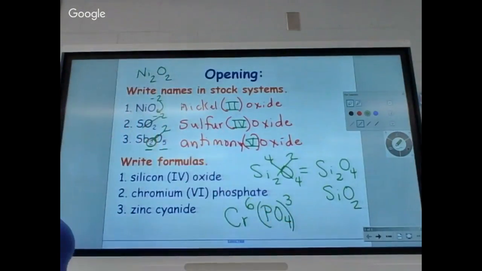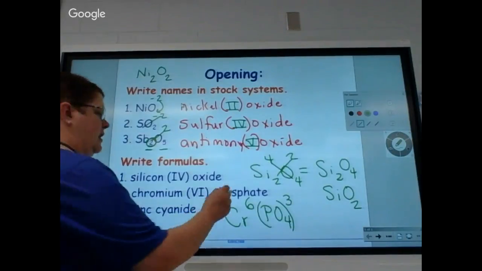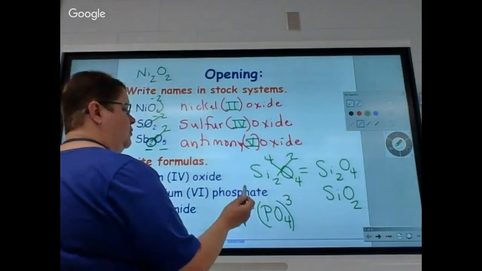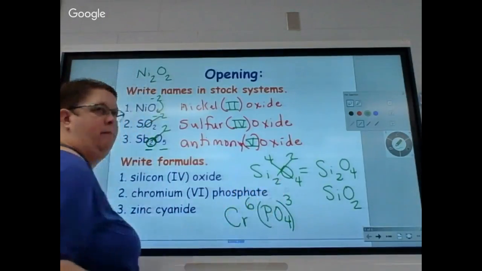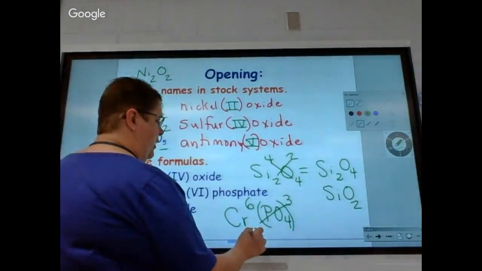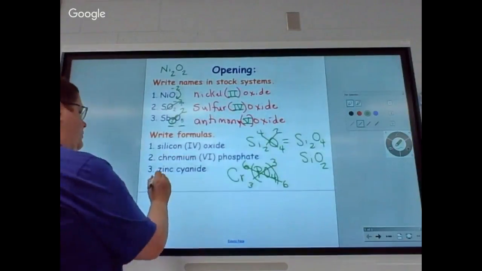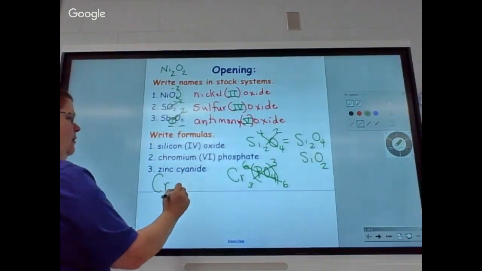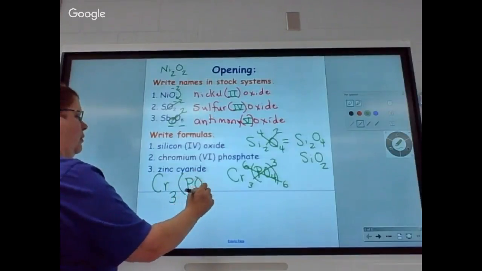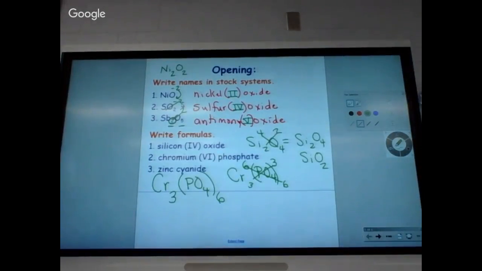Now, a lot of times people miss this one, and they don't reduce. Make sure you notice even before you reduce. This has a 6, and that has a 3. So what's going to happen with a 6 and a 3? They're going to reduce. So when you crisscross, and you bring that 3 down, and you bring that 6 down, okay? A lot of times people write Cr3(PO4)6 and they stop there, and I'll give you partial credit for that. I won't mark it wrong, but you want full credit.